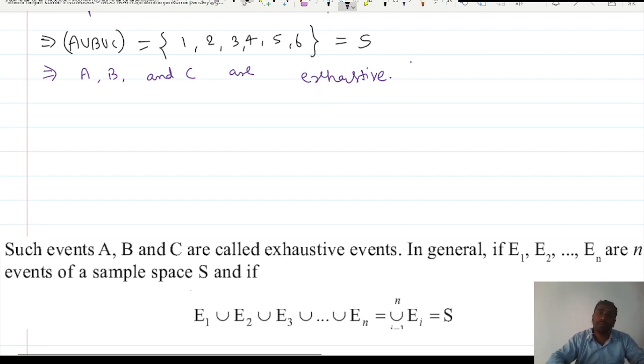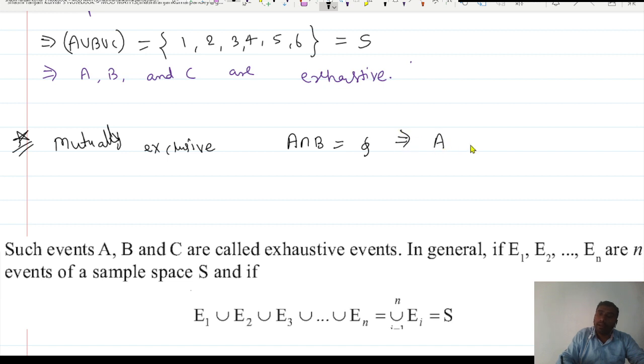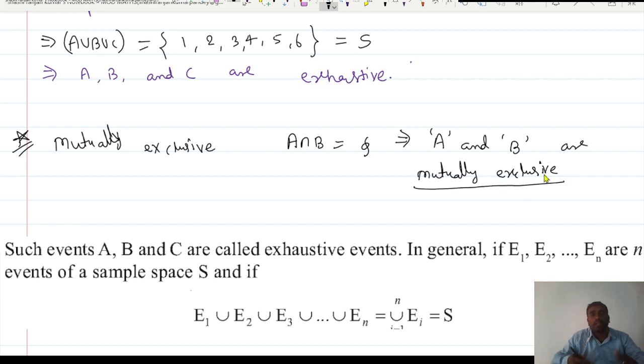Remember what mutually exclusive is, I'm writing it here. Mutually exclusive means, let us suppose you are taking two events. If their intersection is the empty set, this implies A and B are mutually exclusive. It may be also with three, let us suppose A, B, C. In mutually exclusive, we simply have to take care that their intersection should not have any element. That should be the empty set. That is mutually exclusive.